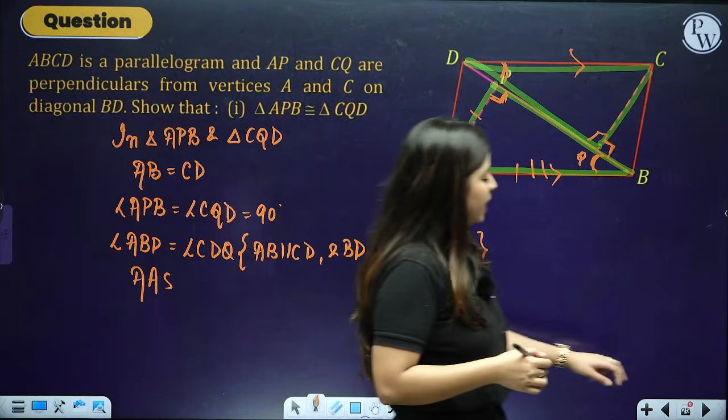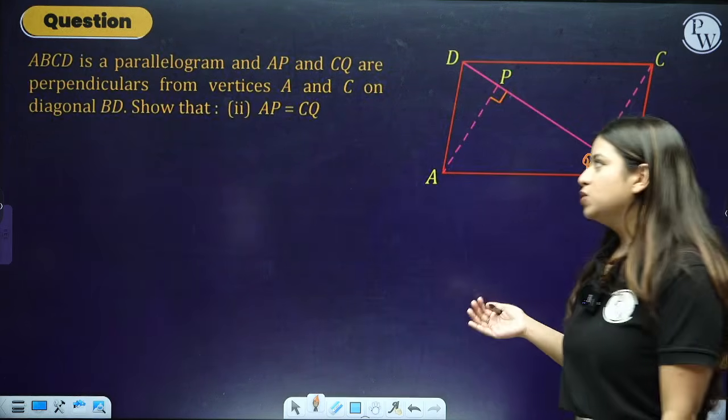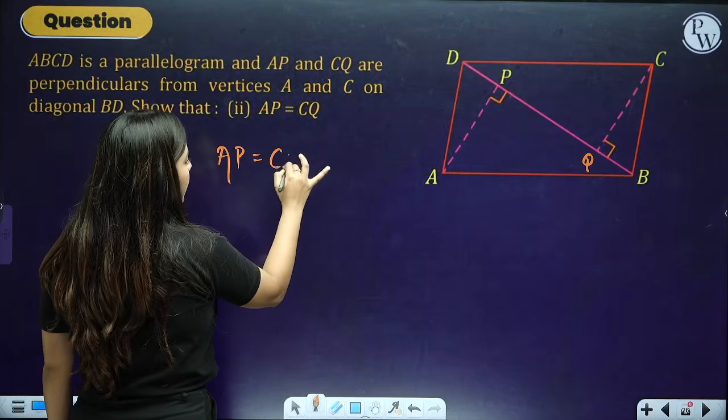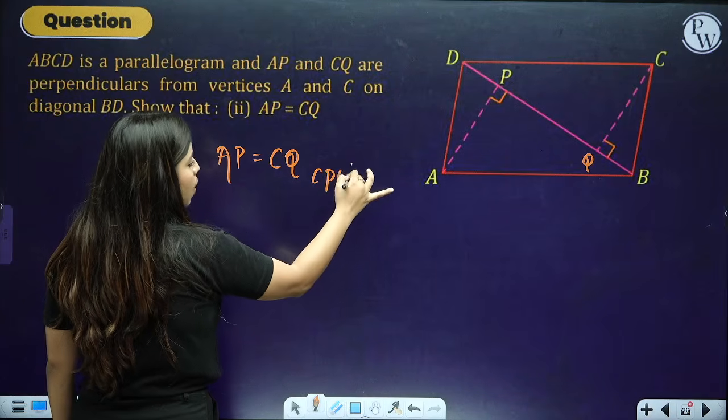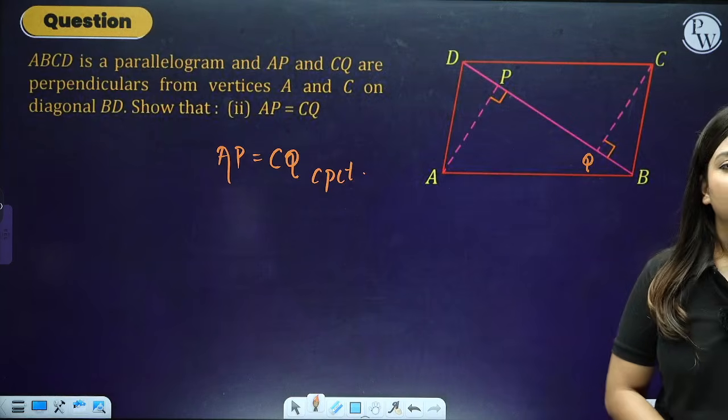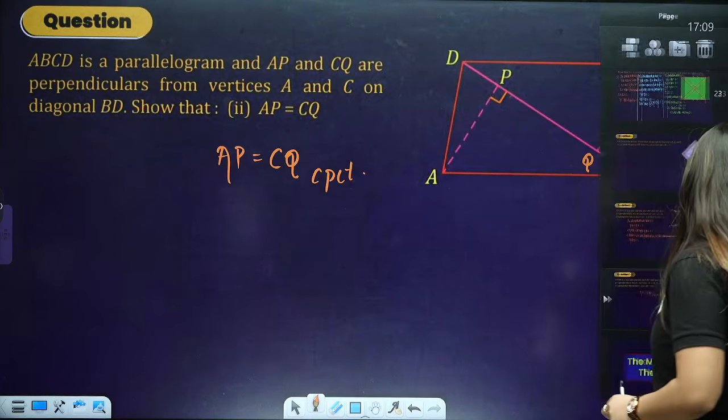And as the second part itself says that AP is equal to CQ, we can simply write that AP is equal to CQ by CPCT, that is, corresponding parts of congruent triangles. I hope that this is clear to everyone.